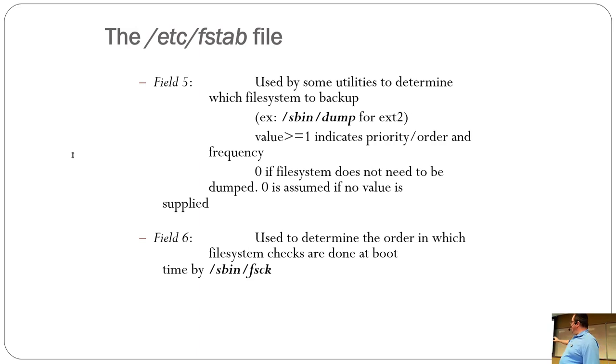And if you have a value greater than 1, that means you can go 1, 2, 3. And if you run the backup command, it'll look through the fstab and actually look at the file systems in the order that they're listed and back them up in that order.